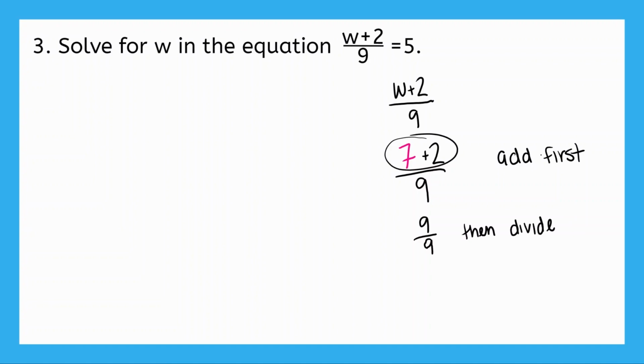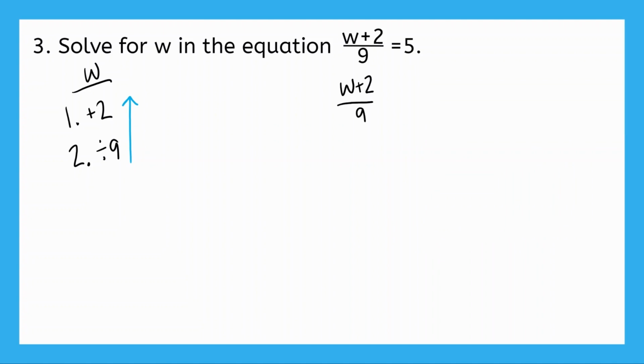Okay, so if I take that back to the equation, w is first getting 2 added to it, and then that is being divided by 9. So I'm going to undo those in the reverse order, starting with multiplying by 9 on both sides to get rid of the denominator. I like to draw a line down the center of my equation at the equal sign so that it's easier for me to check visually that I've done the same thing on each side of this line.